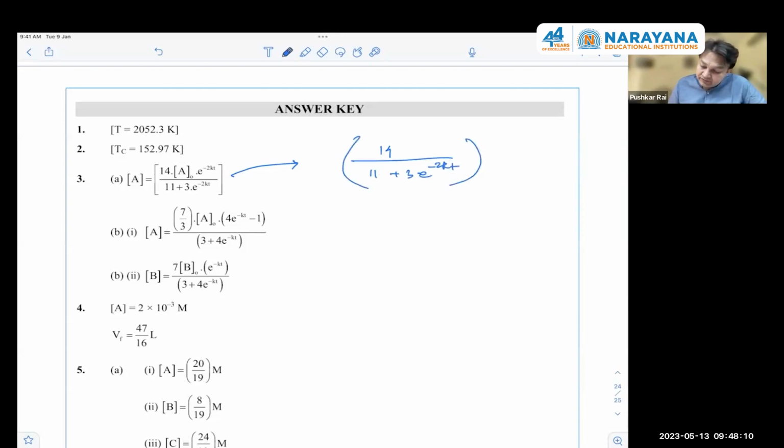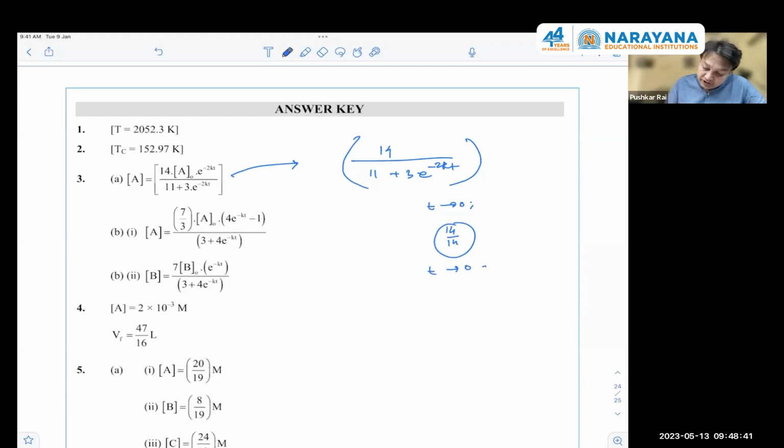See, if t is tending towards 0 when you started, then this quantity is 14 by 14. So when t was starting, this A should be equal to A naught e to the power minus 2kt. Why? Because at that time volume was not variable, since volume is directly proportional to number of moles. And when this t tends to infinite value, what will happen?